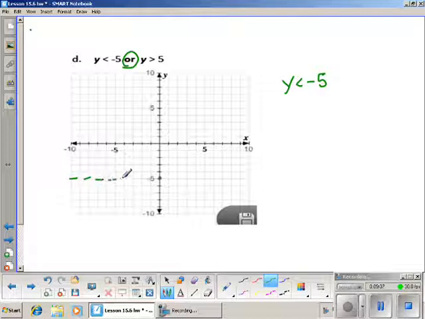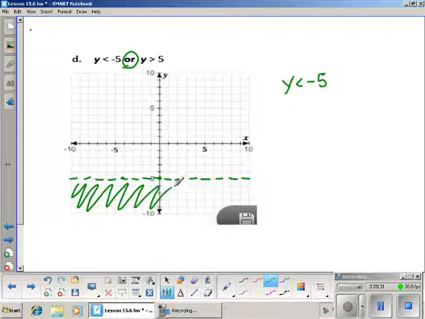Bear with me, not the best dotted line I've ever made. Okay, now I have my dotted line. Now I need to decide, am I going to shade the solutions above that line or below that line? The inequality says that I want all the numbers that are less than -5, so those are going to be the numbers below my dotted line. So anything down here.